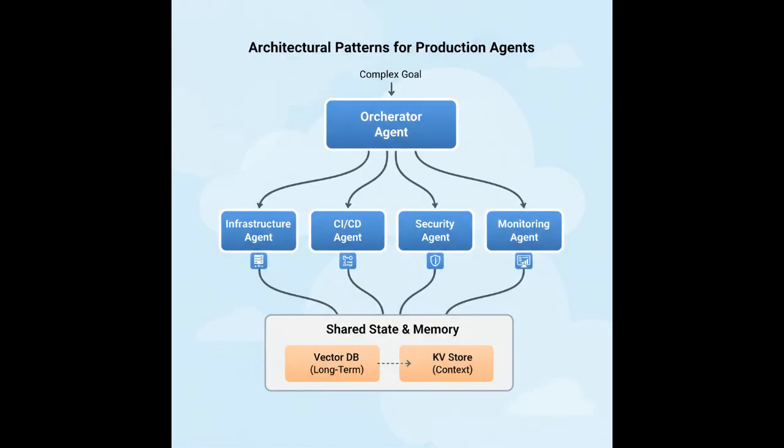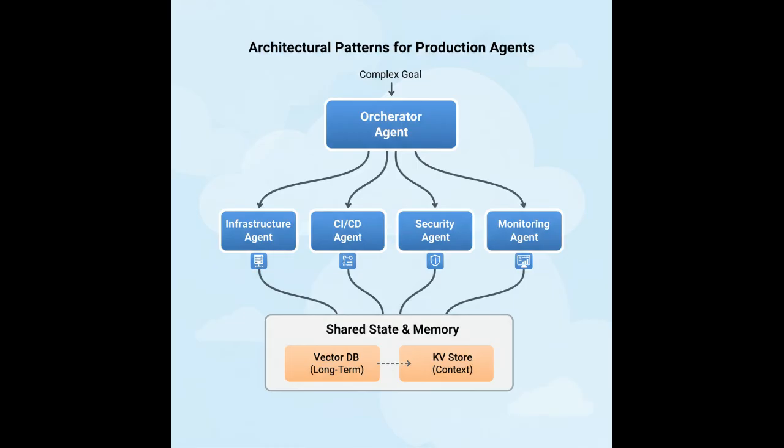Building a single agent is a challenge. Building a resilient, scalable system of agents requires deliberate architectural choices. Let's explore a few dominant patterns. First, the hierarchical multi-agent system. Here, a primary orchestrator agent decomposes a complex goal, like "deploy a new microservice," into subtasks. It then delegates these tasks, like provision infrastructure, run CI/CD pipeline, and perform security scan, to specialized subordinate agents. This mirrors a well-structured engineering team and promotes modularity and separation of concerns.